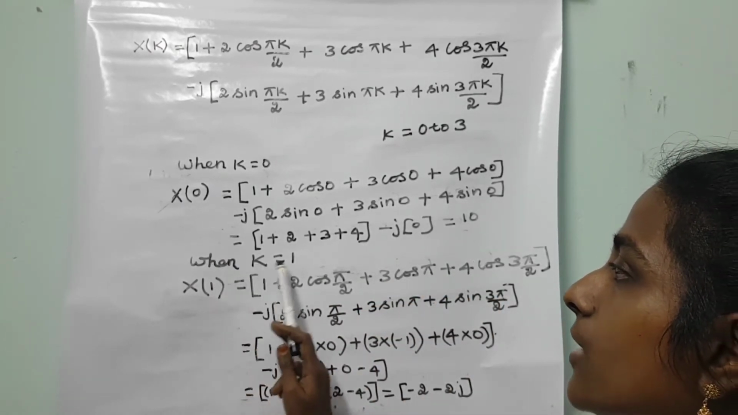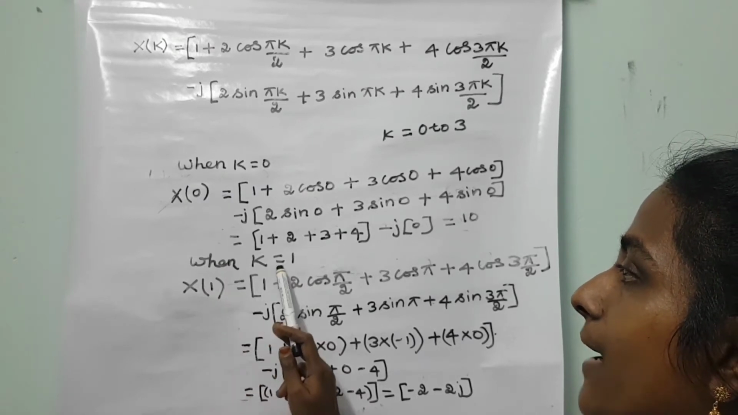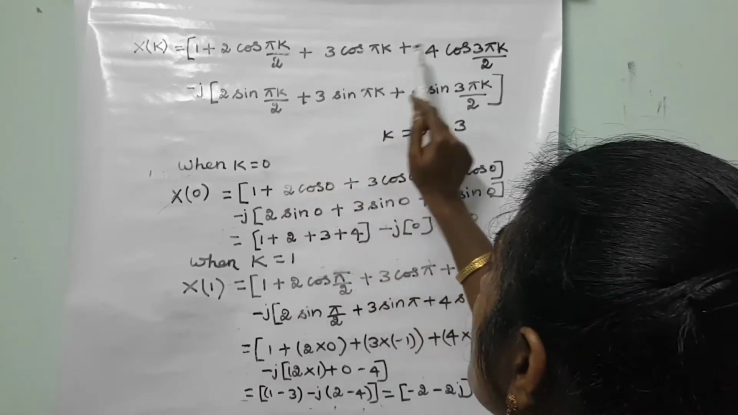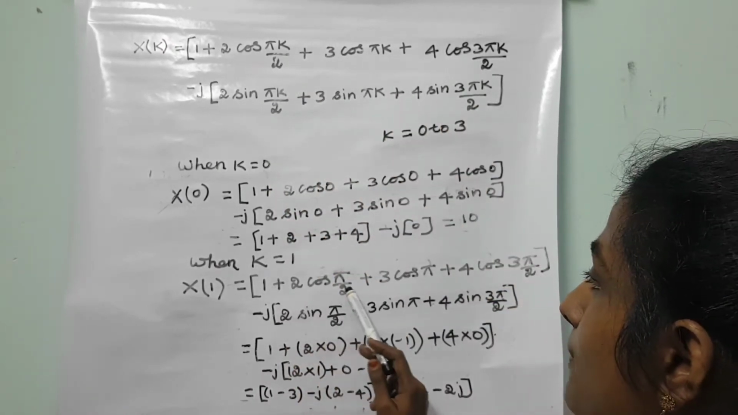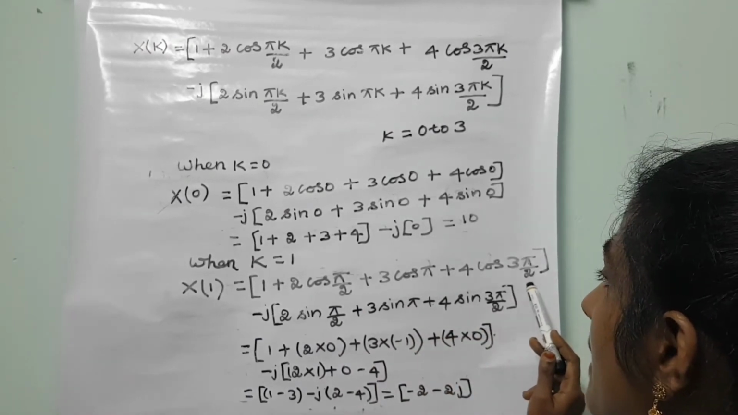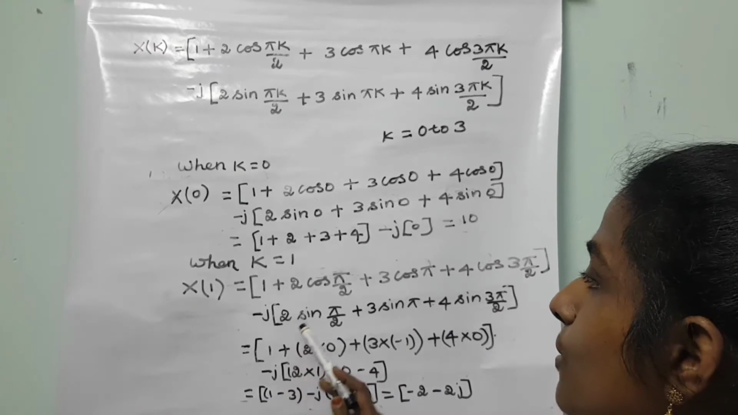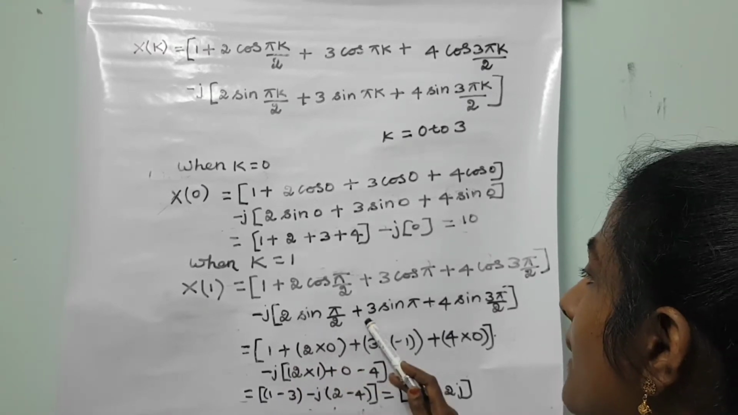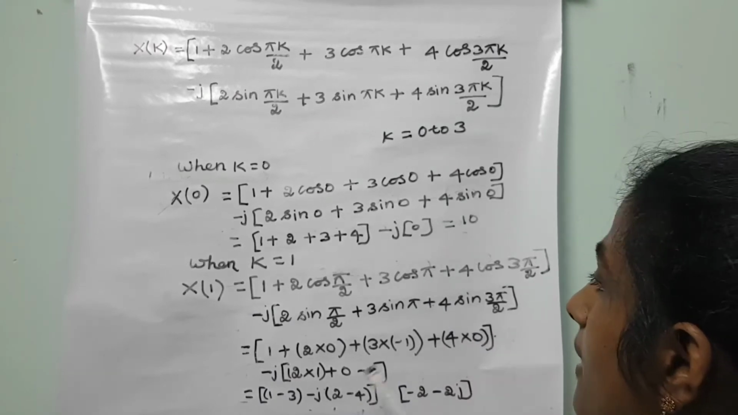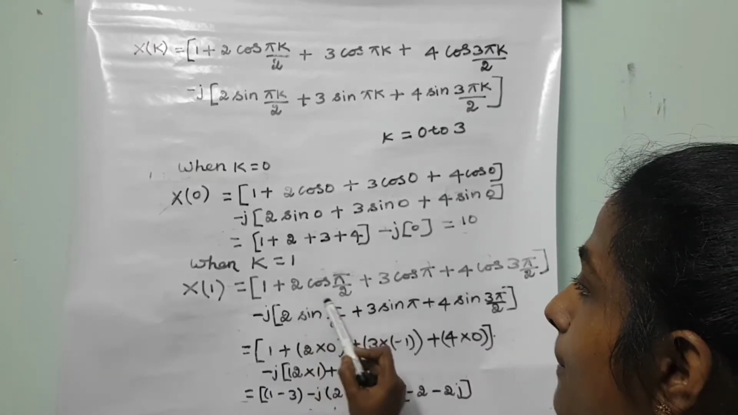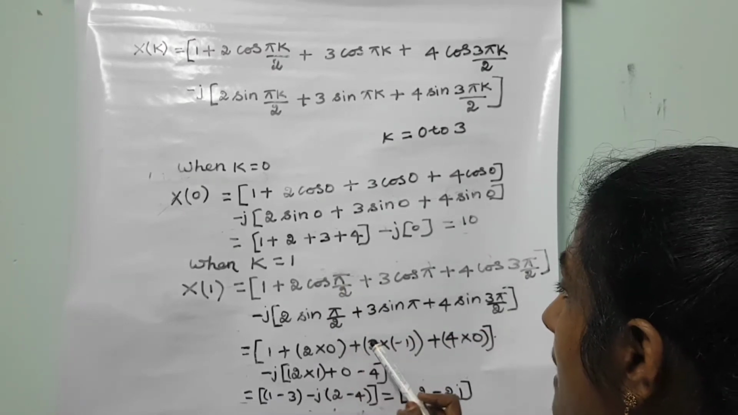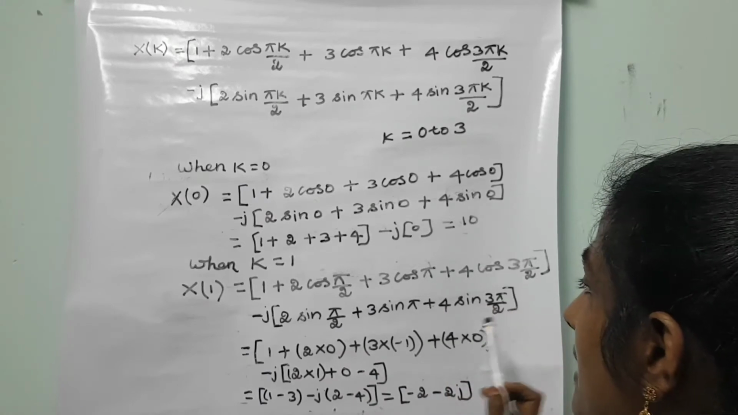Next, when k is equal to 1, substitute the value k equal to 1, we will get x of 1 is equal to, in this place you substitute 1. So 1 plus 2 cos pi by 2 plus 3 cos pi plus 4 cos 3 pi by 2 minus j into 2 sin pi by 2 plus 3 sin pi plus 4 sin 3 pi by 2. Next step, we have to compute the values cos pi by 2, cos pi, cos 3 pi by 2, sin pi by 2, sin pi, sin 3 pi by 2.